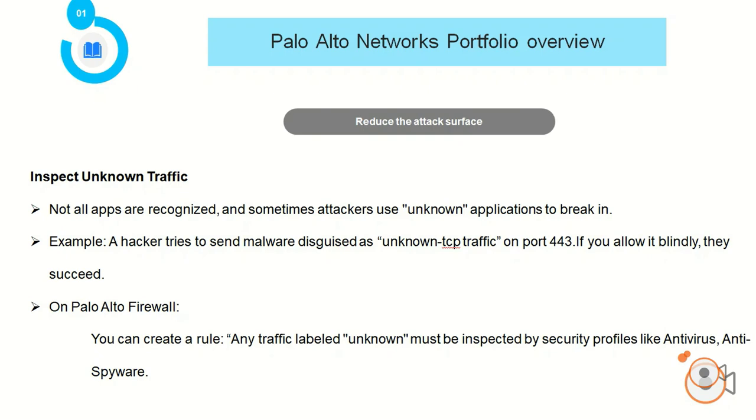In this case, you can set up a rule on a Palo Alto firewall to deal with unknown traffic. For example, the rule can say any traffic labeled as unknown must be checked. In this case, the firewall uses security tools like antivirus. Antivirus will scan for viruses in the traffic, or Palo Alto can use anti-spyware to look for malicious software that steals data.